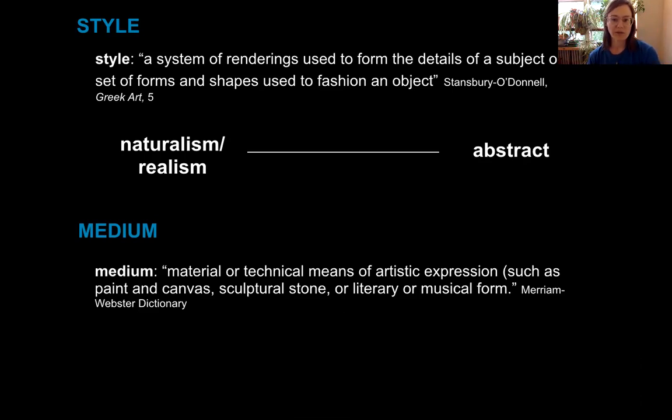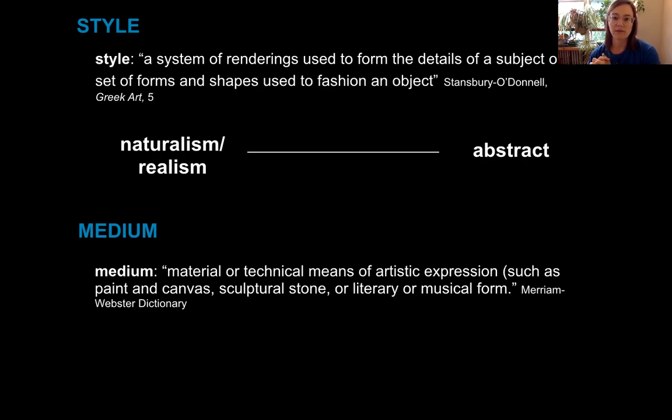Sometimes you might have heard in the past of a medium as painting, or medium as stone and sculpture, and all of that's fine. When I'm talking about medium, and what you'll be reproducing on examinations, will be the actual material used.